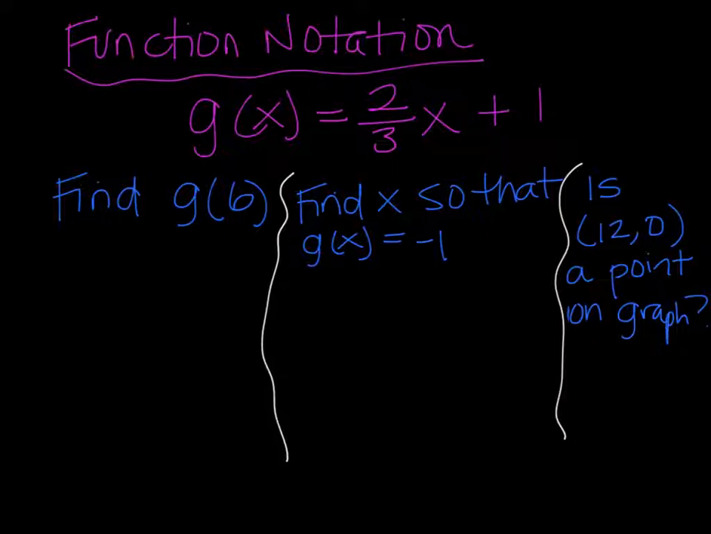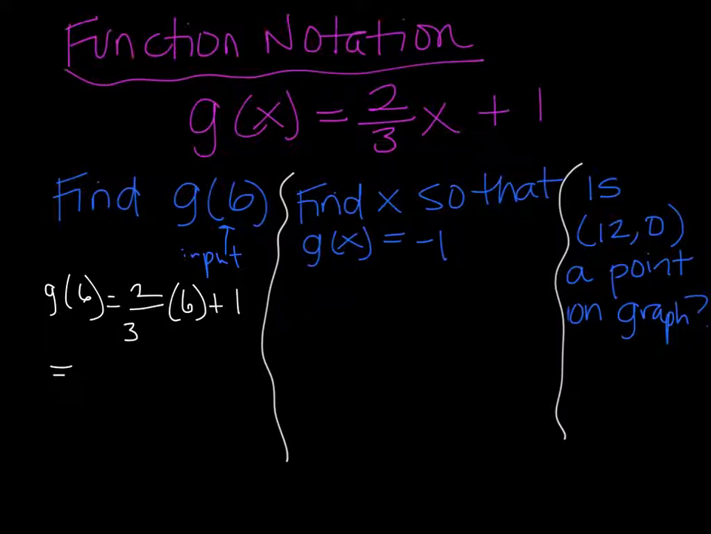Okay, so if I have a function g of x equals 2/3 x plus 1, and I ask you to find g of 6, that would mean I'm trying to find, so remember, 6 in this case is my input, and I'm really asking you for the output. So g of 6, I'm going to rewrite this function and plug in my 6 for my x, which is my input, my independent variable in this case. And I'm going to do it out and let's see what we end up getting.